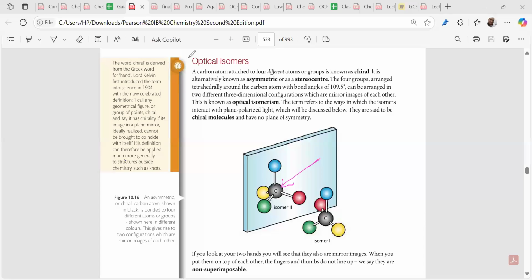If you say optical isomers, that will need a chiral carbon, right? What's a chiral carbon? A chiral carbon is a carbon which has got all four groups different. All four groups different. This is a chiral carbon.